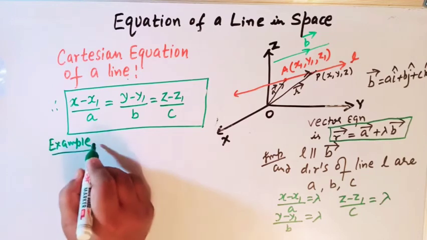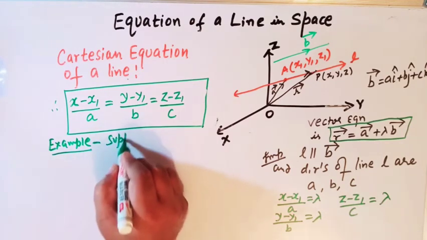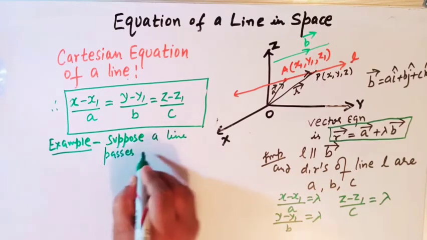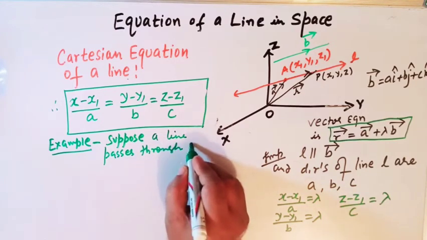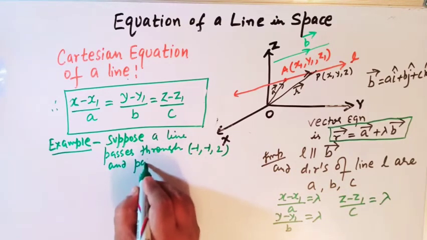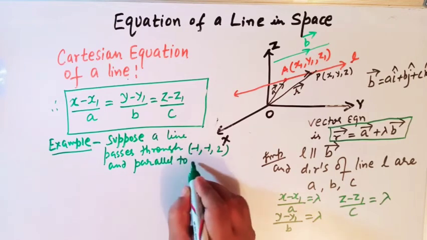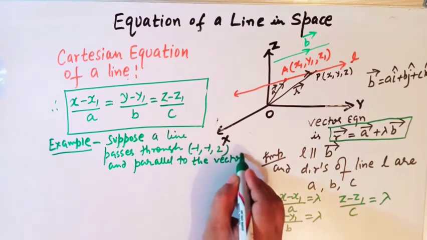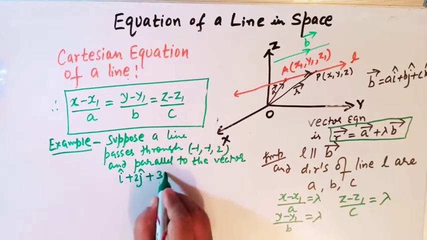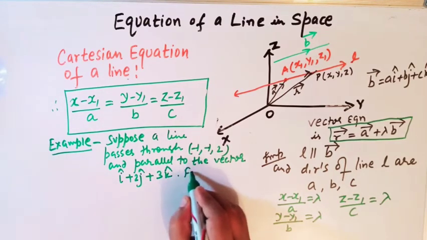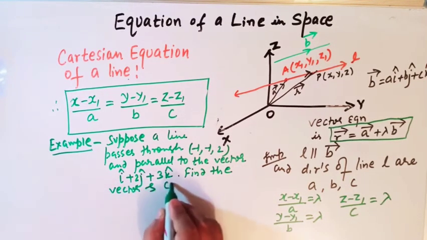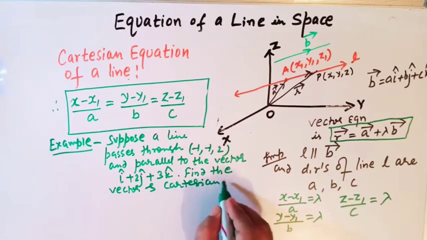Suppose a line passes through the point, say (1, minus 1, 2), and is parallel to the vector, say i cap plus 2j cap plus 3k cap, right? Then find the vector and Cartesian equation of the line.